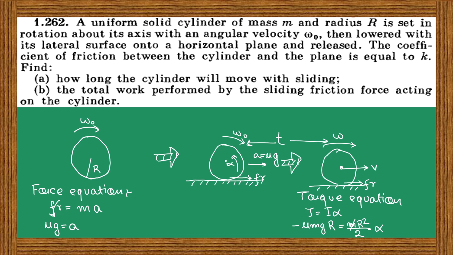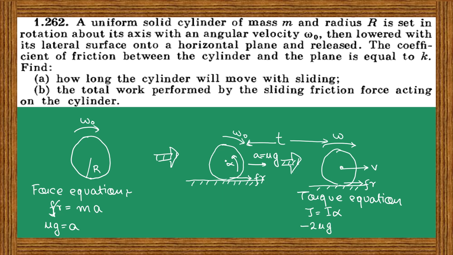So here, if I cancel m and r, mu g equals R by 2 alpha. Or alpha equals 2 mu g by R. Let me write it down.